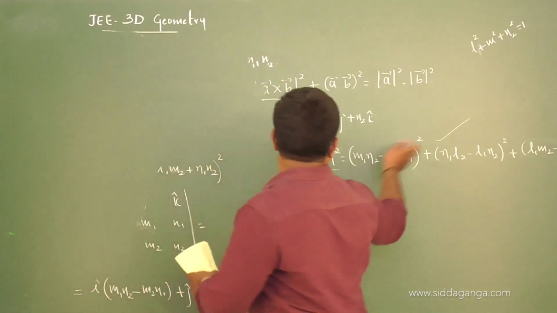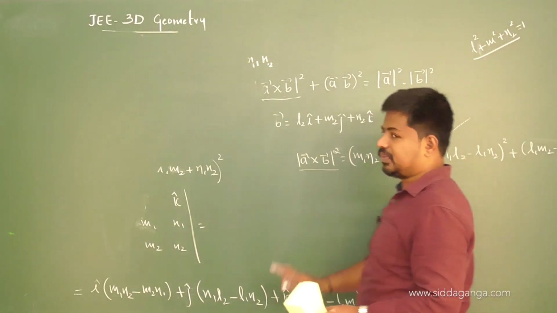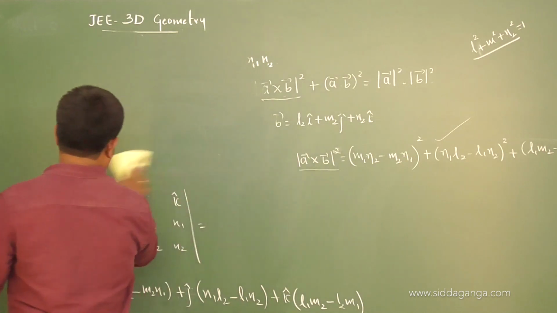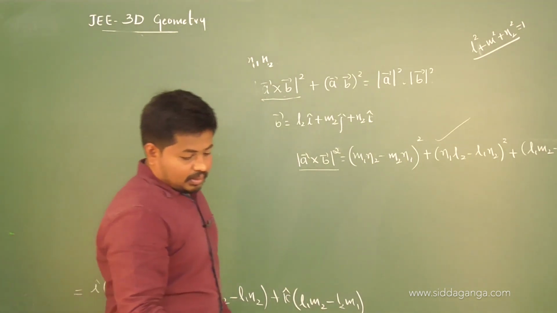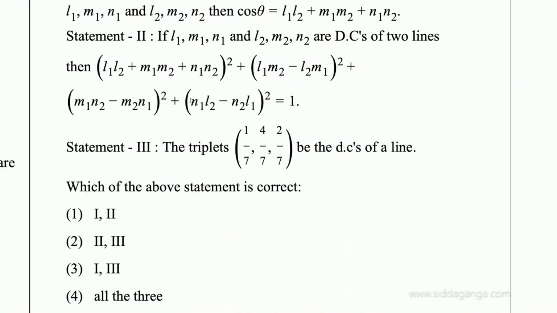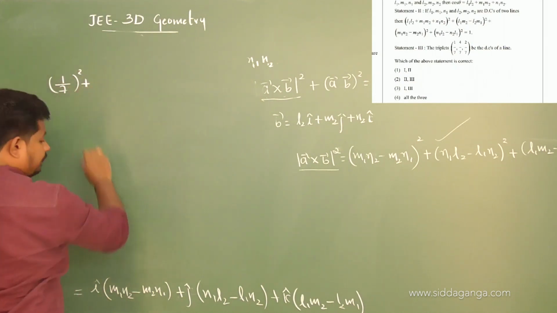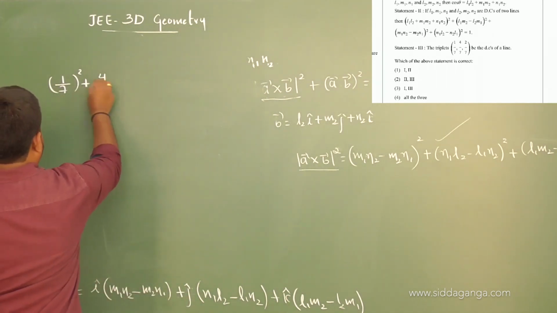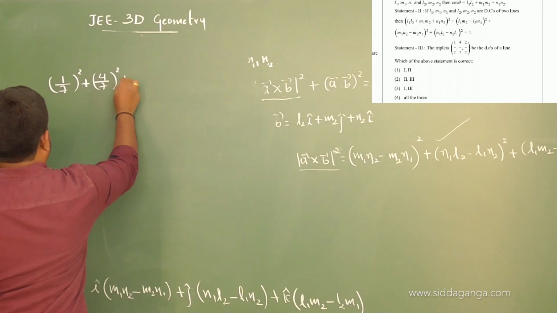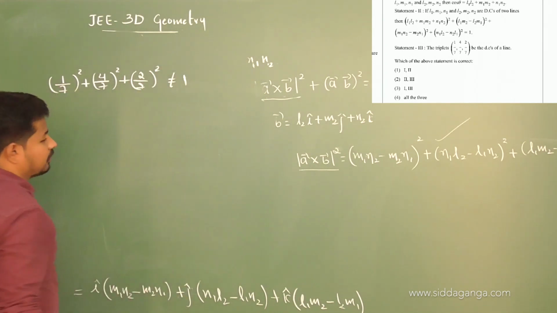We know the result that the sum of the squares of all the direction cosines must be equal to 1. Let us check this. Yes, we have the cosines: 1 by 7, 4 by 7, 2 by 7. So 1 by 7 square plus 4 by 7 square and 2 by 7 square. So this will not be equal to 1.